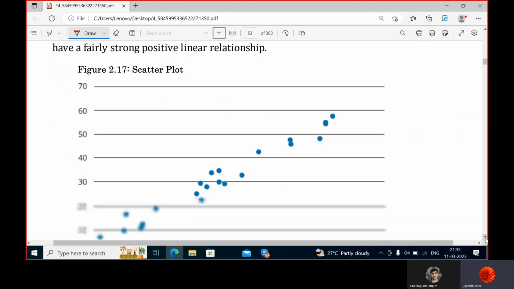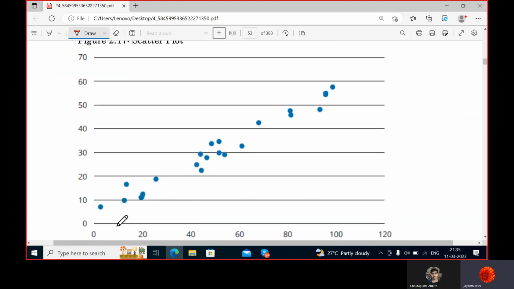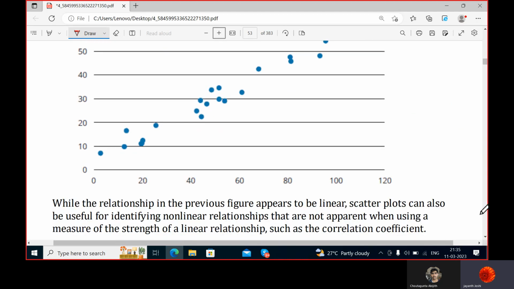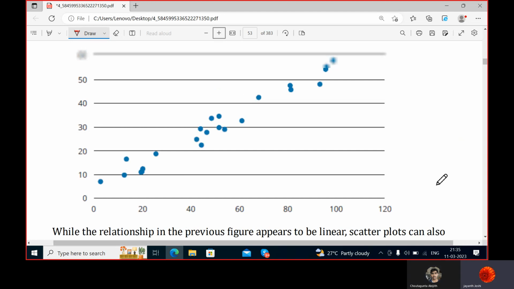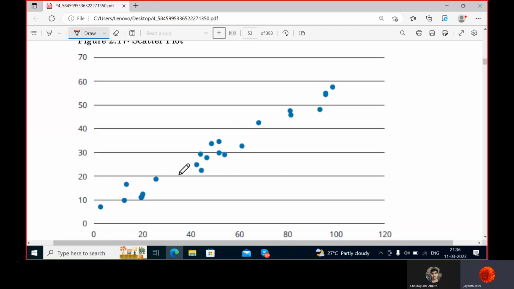Then comes the scatter plot. In a scatter plot, you put the data on the x-axis and y-axis, and accordingly you make dots, and you see the more concentration of dots here, correct? That means much of the data is lying in this area. The density of the data.